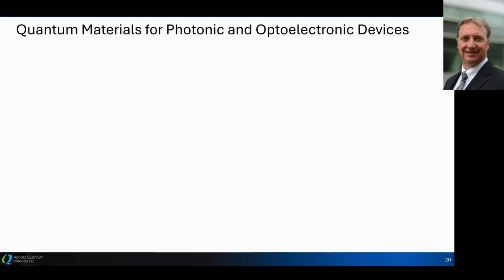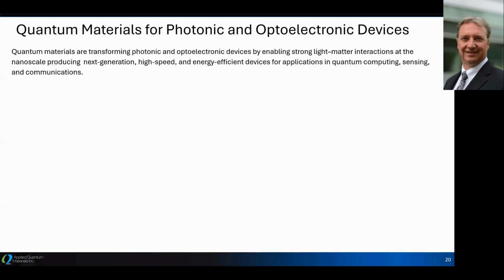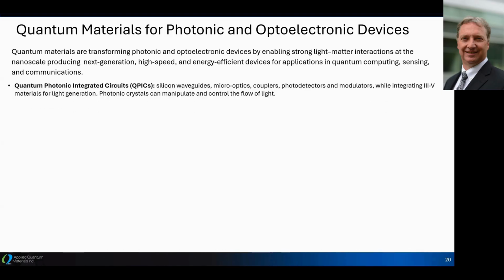This is going to be a long slide here, but this is what we're working on right now: quantum materials for photonic and optoelectronic devices. We're working on various different areas, but the first one is that we're providing materials for organizations and groups to do these QPICs. So silicon waveguides, micro optics, and all of this sort of stuff, building these photonic crystals to control the flow of light.